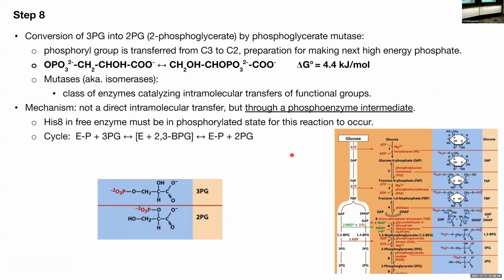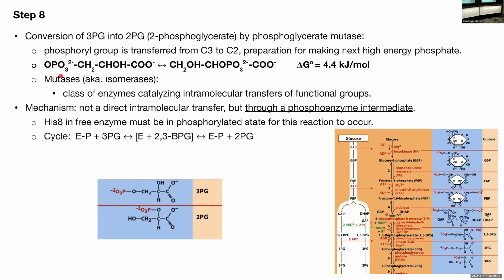The step 8, the next step, is converting the 3-PG to 2-PG, 2-phosphoglycerate. And simply, it changes the position of this phosphate group from C3 to C2. And this is the preparation for making the next high energy phosphate, because 2-PG is a better, easier form to release the energy that you're going to see in step 9.